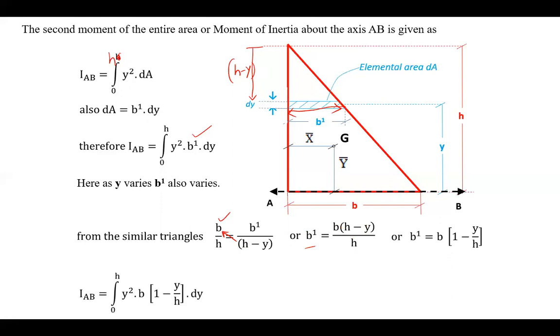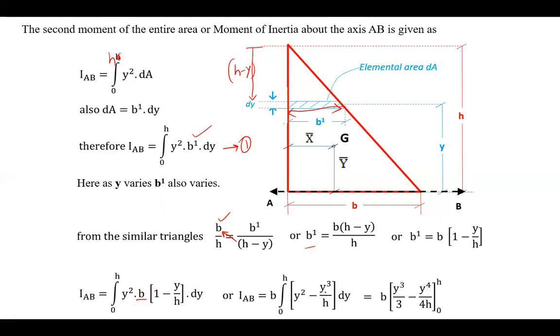So that will be substituted in the above equation. If we call this equation number 1, we'll be substituting the value of b dash in that. So that becomes integral 0 to h, y square into b into 1 minus y by h. Next, further simplification. You send the y inside and multiply. And you can take this b outside, it's a constant, it is fixed. So y square minus y cube by h into dy.